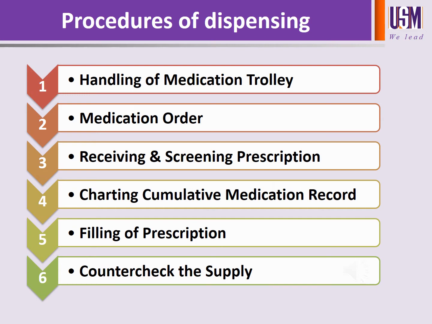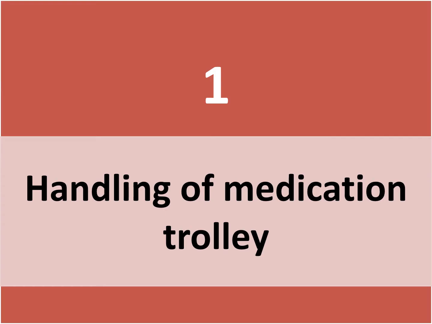This will be followed by filling of prescription, and finally we will look into the countercheck of the supply. If you are still a member in unit dose system, all medications dispensed to patient in the ward should be kept in individually labeled drawer or tray or cart in the medication trolley for patients. The amount of medication dispensed should be according to the dosage regimen and placed in compartment within the patient drawer.